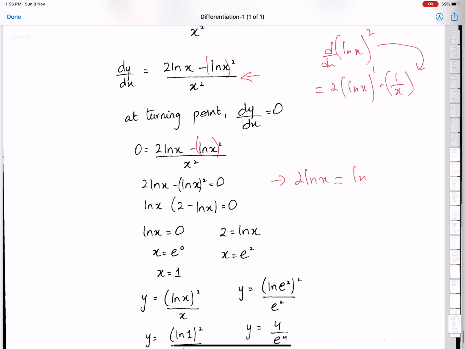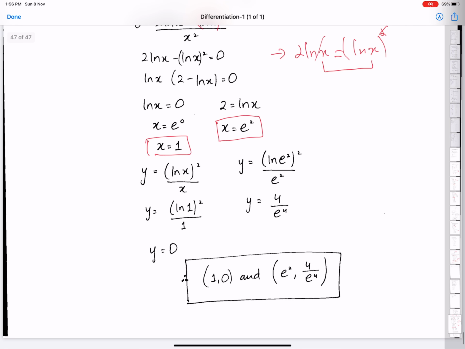I was saying don't write like this, and don't cancel this ln with this ln, because we always factorize the equation. We never do cancellation in this way. So bring everything on the left side, take ln x common. So this is 1, and from this equation we have x equals e square. For y coordinates, substitute both the values of x into equation 1, and these are the coordinates of the turning point.